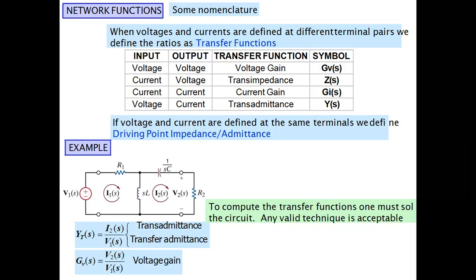We use only impedance and admittance, but here we call it a transfer function. So we have trans impedance, trans admittance, voltage gain, current gain. If voltage and current are defined at the same terminal, we call this a driving point. If we define voltage and current at different terminal pairs, we call it a transfer function. And if we define voltage and current at the same terminal, we say it is a driving point impedance or a driving point admittance. So here, just wait.